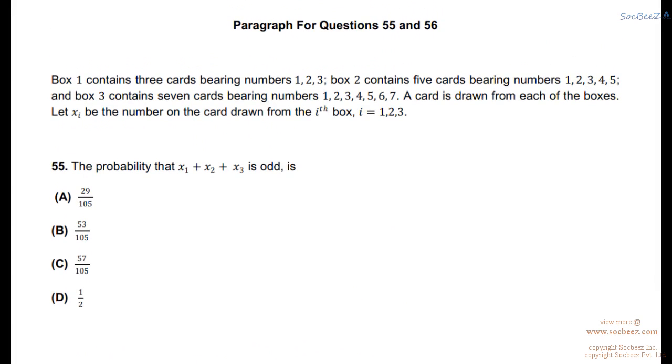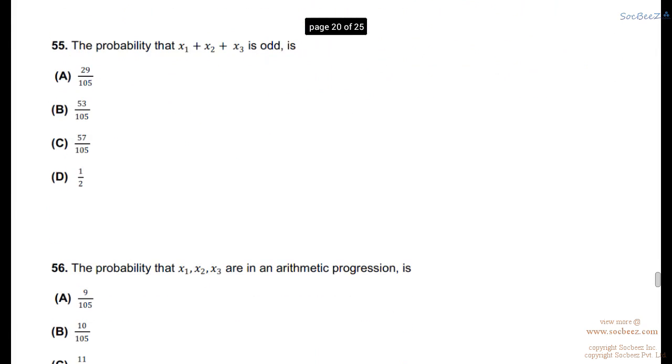or another comprehension. It says box 1 contains 3 cards bearing numbers 1, 2, 3. Box 2 contains 5 cards bearing numbers 1, 2, 3, 4, 5. Box 3 contains 7 cards bearing numbers 1, 2, 3, 4, 5, 6, 7. A card is drawn from each of the boxes. Let xi be the number on the card drawn from the ith box, i equals 1, 2, 3. The probability that x1 plus x2 plus x3 is odd is.